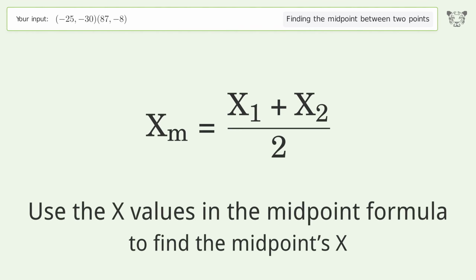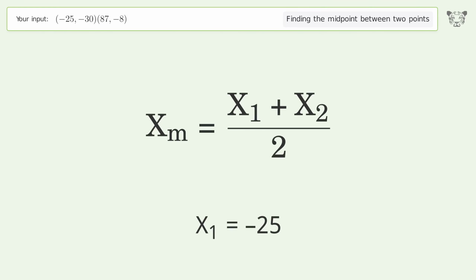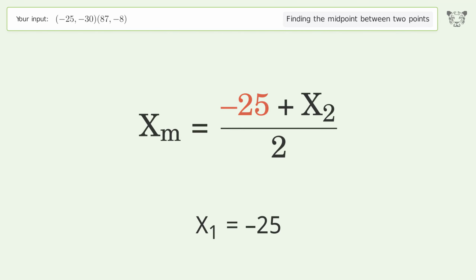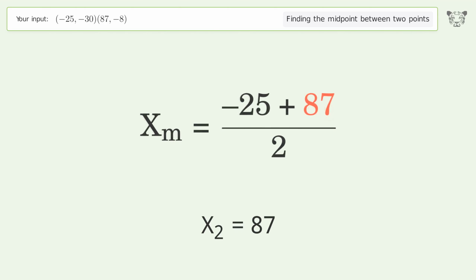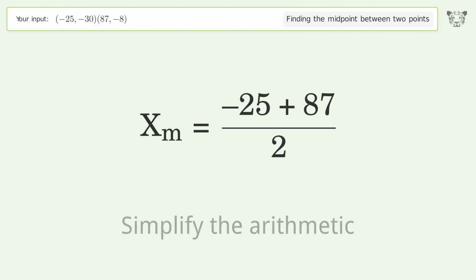Use the x values in the midpoint formula to find the midpoint's x. x1 equals -25. x2 equals 87. Simplify the arithmetic.